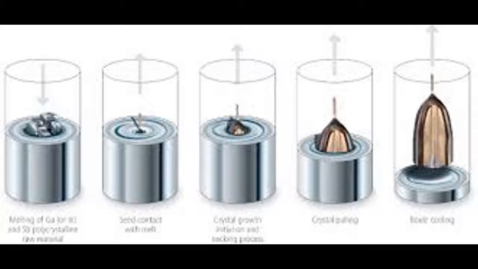Zone melting is a group of similar methods of purifying crystals, in which a narrow region of crystal is melted, and this molten zone is moved along the crystal. The boule is then sliced with a wafer saw and polished to form wafers.